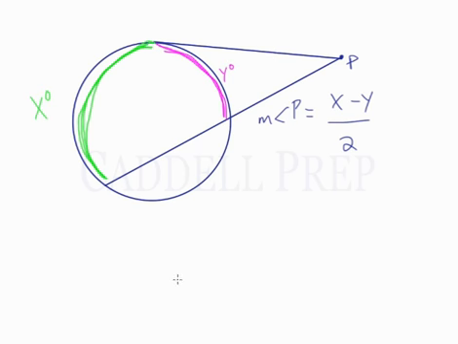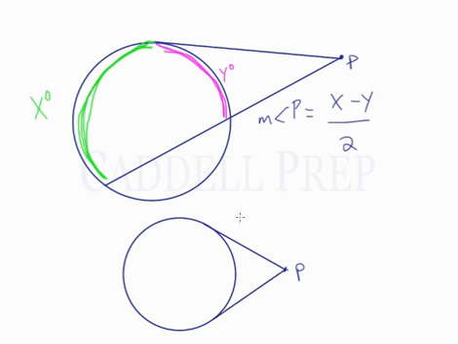And the last variation, we have a circle. Again, we have a point P, and here we have two tangent lines. So now the large arc starts here. It's going to go all the way around to this point. So this is a large arc, arc X. So all the way around.